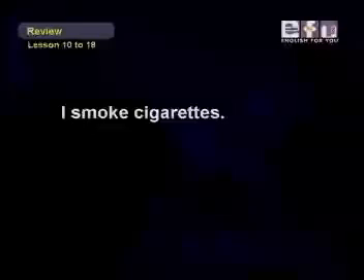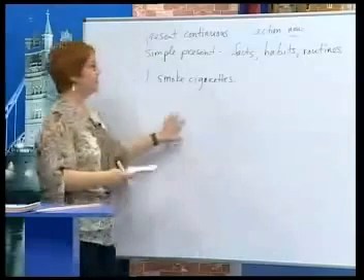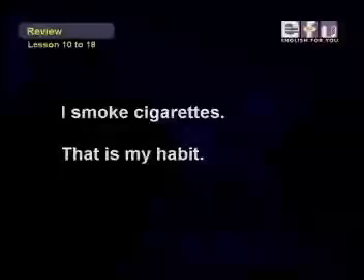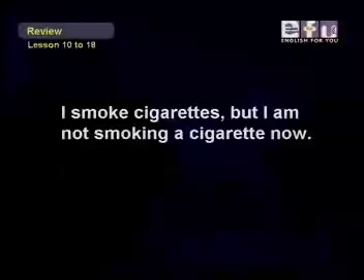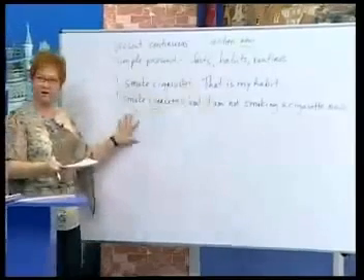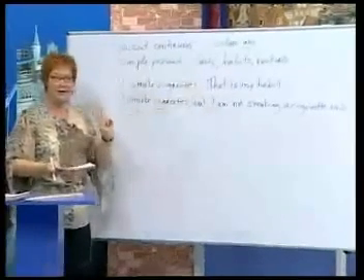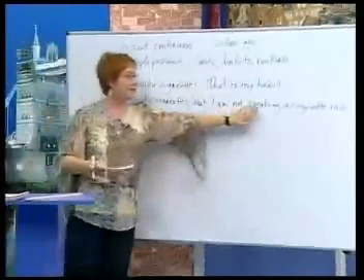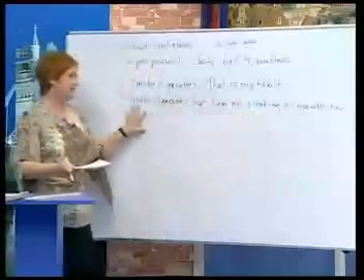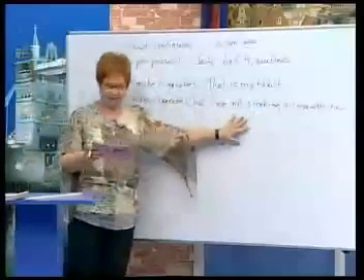Now, here's an example. I smoke cigarettes. This is a fact, it's my habit, and it's my routine, unfortunately. Okay? That is my habit. Now, I smoke cigarettes, but I am not smoking a cigarette now. This is my habit. I smoke cigarettes, but I'm not smoking a cigarette now. Okay, so this is present continuous, action now, or not action now. So this is the simple present, this is the present continuous.